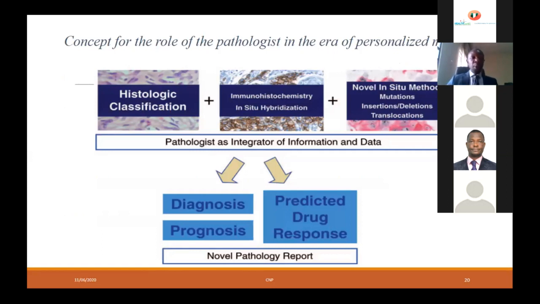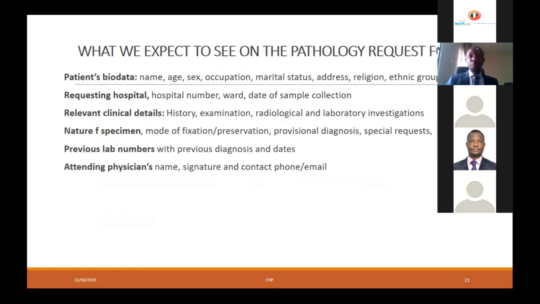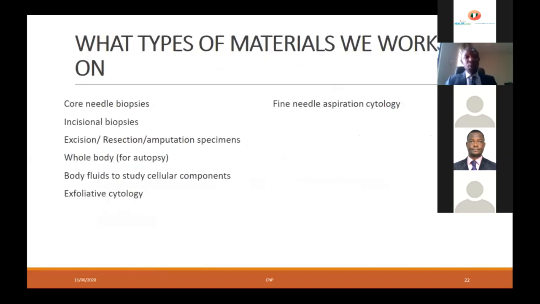Okay. Then what we expect to see in our forms, I probably will talk about this later, but the form needs to be filled properly with all the biodata. We need the requesting hospital. We need you to tell us the nature of the specimen. Is it on the left or on the right side? Is it a lumpectomy, quadrantectomy that you took out? We need to know if this patient has had a biopsy done before. The attending physician needs to sign, because it is a consultation to another consultant.